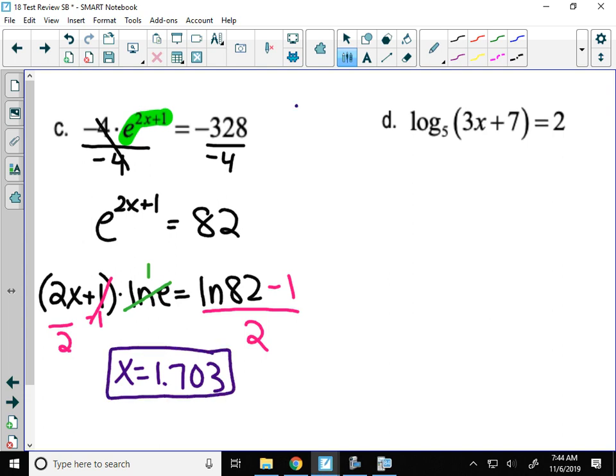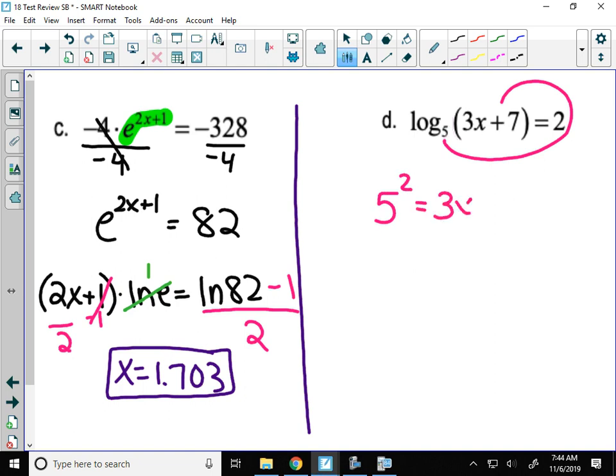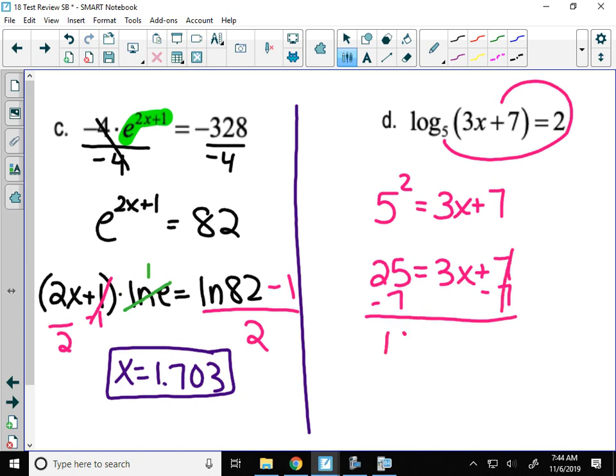All right, letter D, log base 5 of 3x plus 7 equals 2. We're starting with a logarithm, so the inverse of a logarithm is an exponential. I'm going to turn that into an exponential in order to solve it. So I start with my base of 5 and make my curlicue around. 5 to the 2nd equals 3x plus 7. All I have to do now is solve for x. 5 squared is 25. I subtract 7, which is 18, and divide by 3. That gives me an x value of 6.